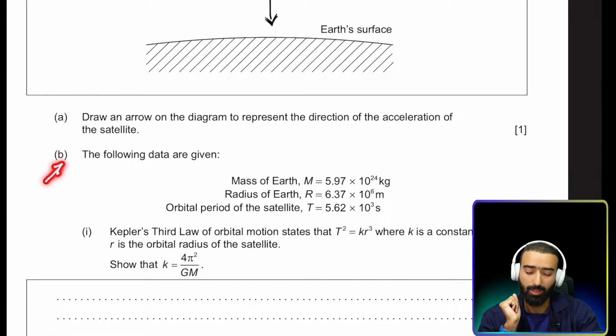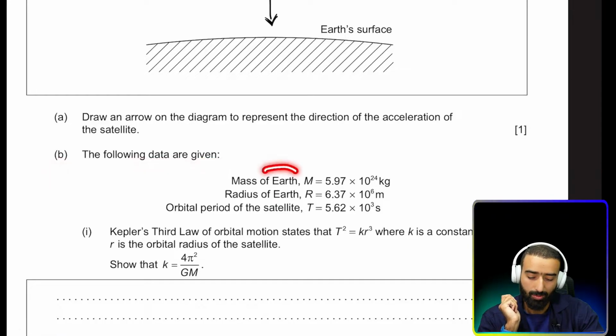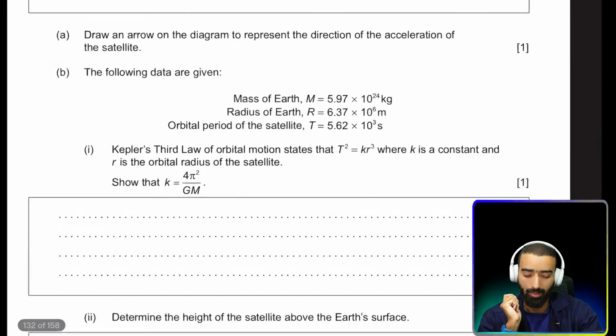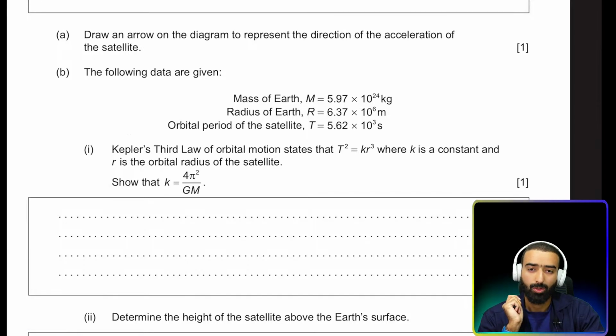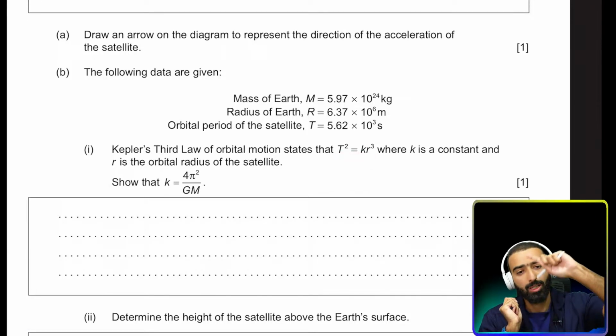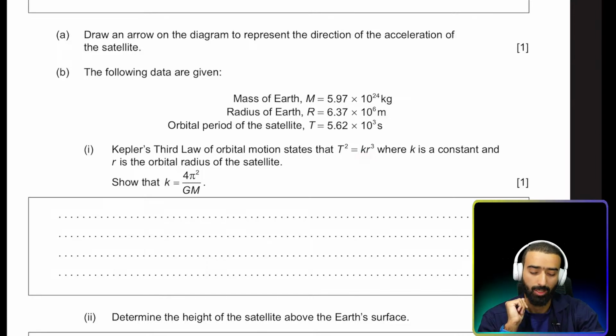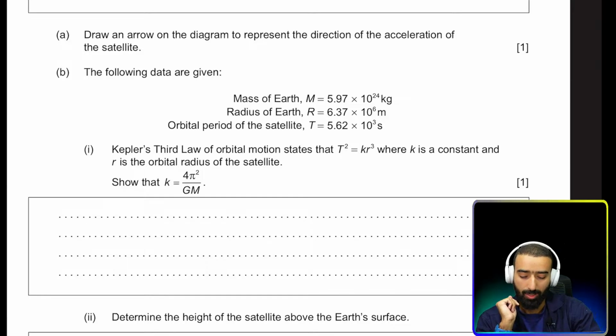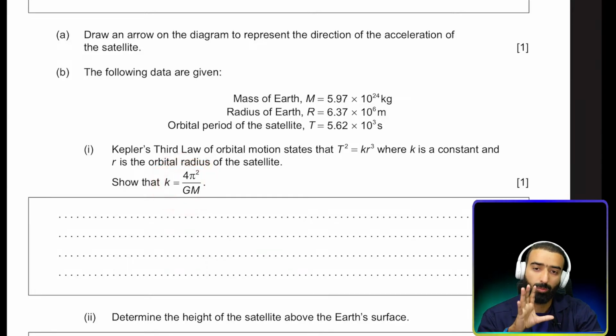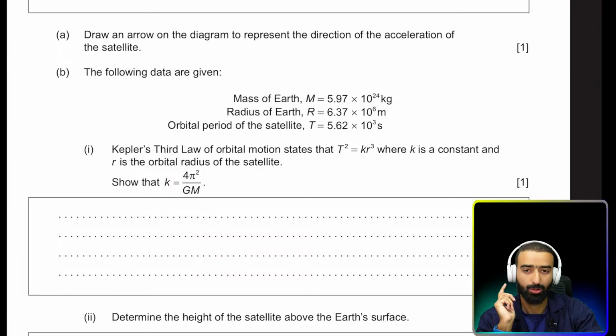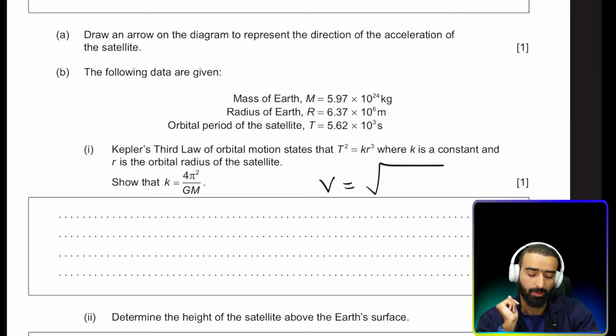Moving on to part B, the following data are given. We are given the mass of Earth, the radius of Earth, and the orbital period of the satellite. The question says Kepler's third law states that the time it takes for one complete trip in its orbit is equal to kr cubed, where r is the radius of its orbit. We have to show that k equals 4 pi squared over GM. In your data booklet, we have the orbital speed given as the square root of GM over the radius.